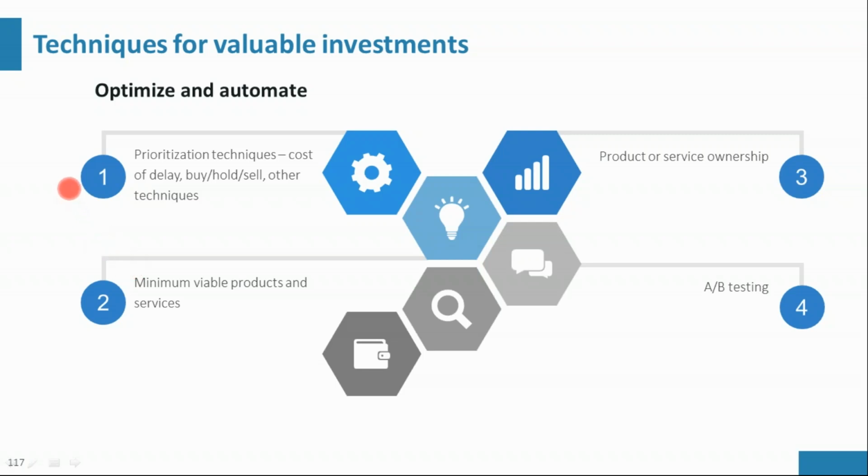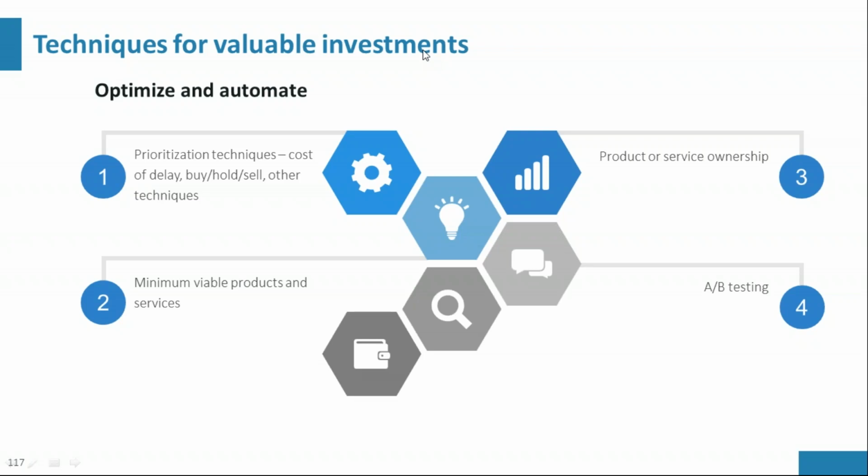What are the various techniques for valuable investments? Number one, prioritization techniques like cost of delay, buy, hold, sell, or other techniques. Number two, minimum viable products and services. Number three, product or service ownership. Number four, A/B testing. These are techniques for valuable investments. Let's go one by one.